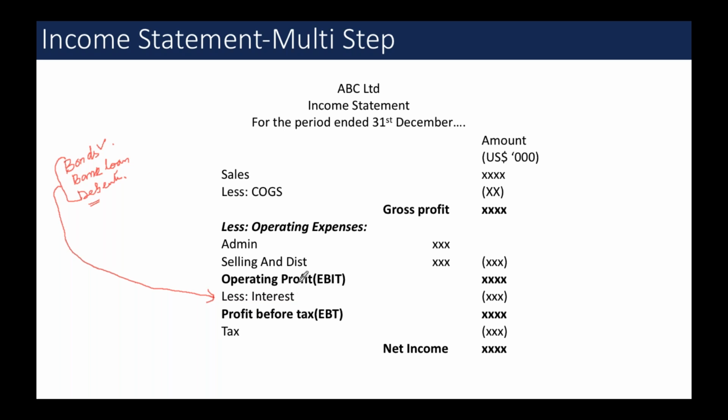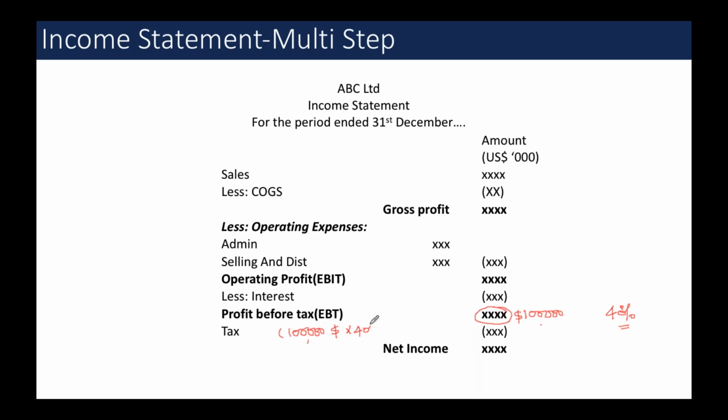EBIT minus I gives us profit before tax, or earnings before tax. Then this amount is subject to tax. Say for example, if this amount is $100,000 and in our jurisdiction we have a 40% tax rate. So here tax will be $100,000 before tax times 40% tax. So deduct 40,000 and the net income is 60,000.